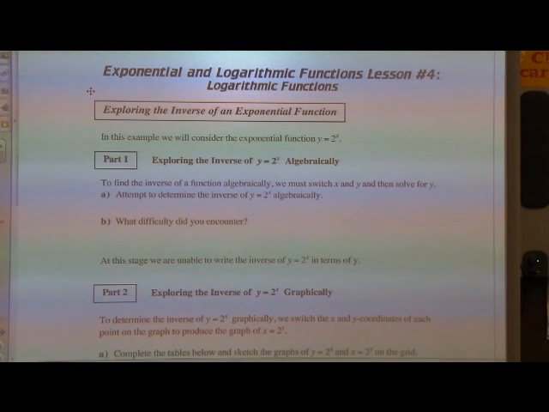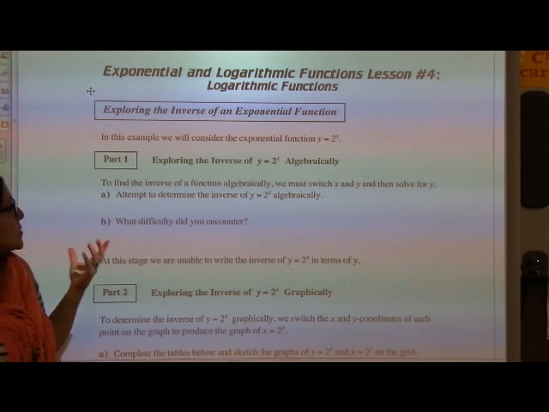The lesson you've all been waiting for. Logarithmic functions. So in this example, we're going to explore the inverse of an exponential function. So we consider the exponential function y equals 2 to the power of x.